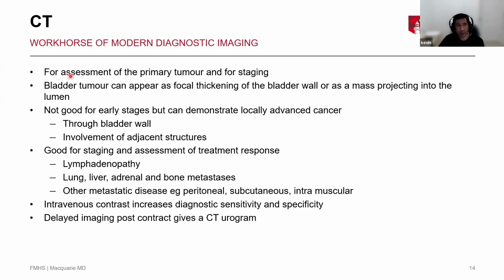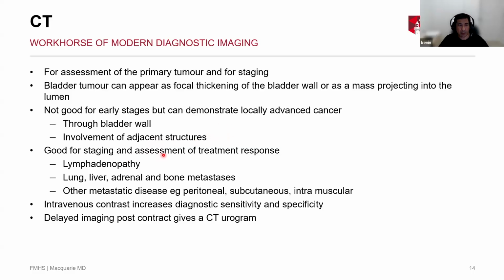It's really for the assessment of the primary tumor and staging. Bladder tumors can appear as a focal thickening in the bladder or a mass projecting into the lumen. It's not very good for early stage, as in it doesn't really show you how well or how much it's penetrated into the bladder wall. But if it is locally advanced, as in if it projects through the bladder wall, it does demonstrate that. And it's also good to see if there's involvement of adjacent structures.